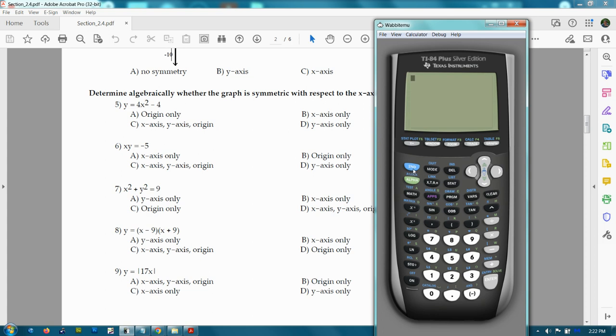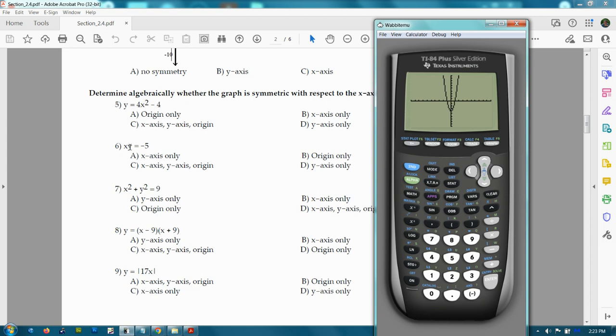All right, so let's go to my y equals, let me clear this off, and type in 4x squared. There's the square term, and it's a subtract 4. Let me hit graph. And you've got a parabola. You can see here, you've got y-axis symmetry. If I were to fold this along the y-axis, these points would lie right on top of those. Y-axis symmetry. Number 5, letter D, y-axis symmetry only.